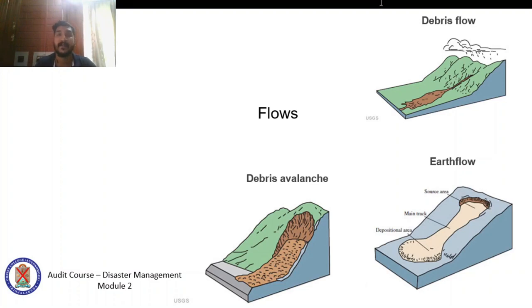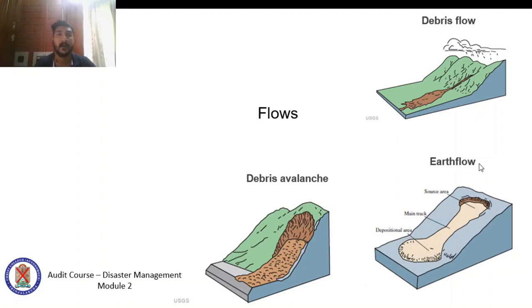The next one is a debris avalanche. It is a variety of very rapid to extremely rapid debris flow, which can cause severe damage to life as well as property. So we have just completed the types of landslides.